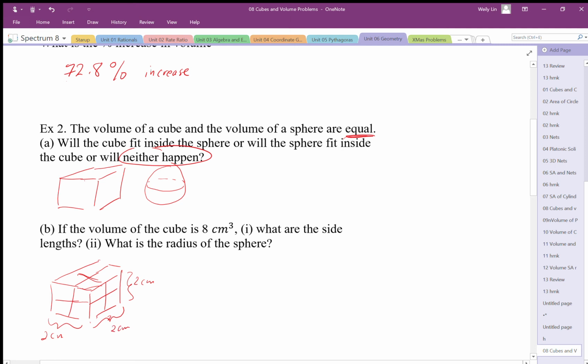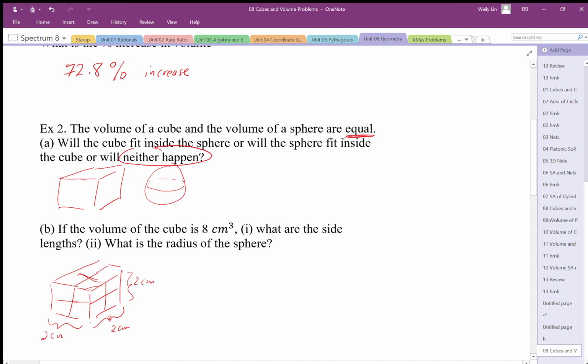Okay, so there's my cube. It's a 2 by 2 by 2 cube. Now if I think of a sphere, the sphere's radius has to be different than that. Or if we think of the diameter of the spheres, it can't be the same diameter as the side lengths there.